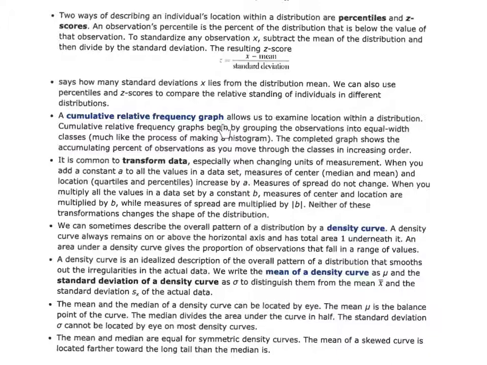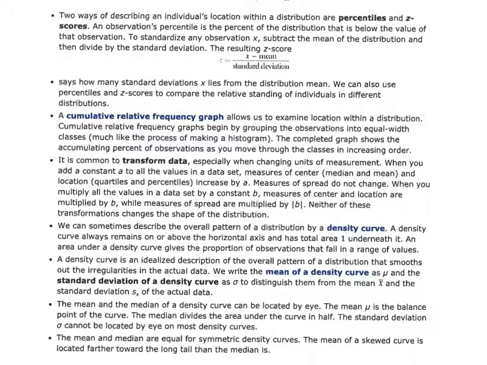We also saw cumulative relative frequency graphs. Remember, these graphs, if it's relative frequency, it's going to be a total percent. And as the graph moves from right to left, because it's cumulative, you will never see it dip back down. It's always going to either continue to grow or it could be flat, but it'll always grow. Transforming data, what happens when you transform the data, and how do you transform the data?